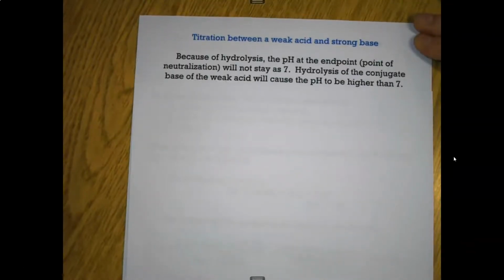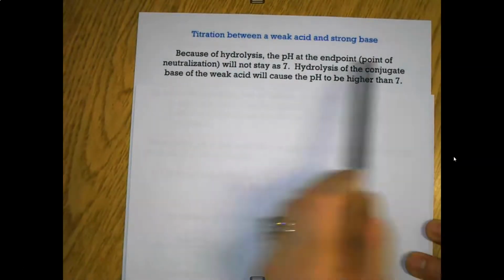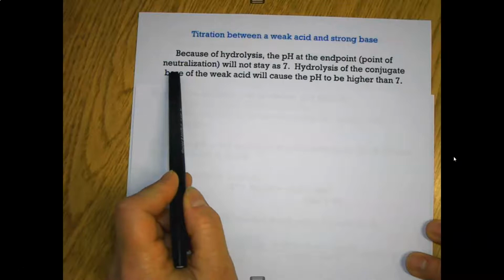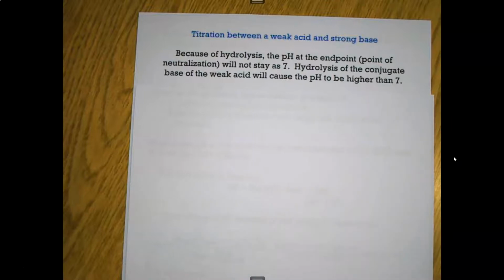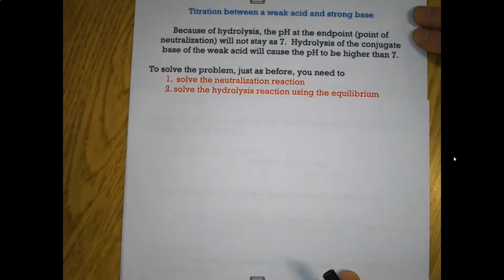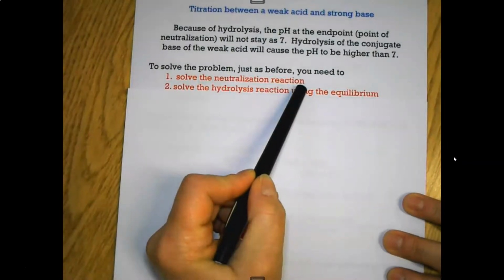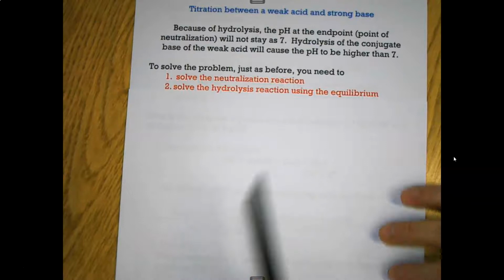We're going to move on to now the opposite, titration between a weak acid and a strong base. So in this case, the opposite is going to happen. Because of hydrolysis of the conjugate base of the weak acid, the pH is actually going to be a little bit higher. So we're going to actually generate OH minus ions because of the hydrolysis of that conjugate base. So again, what you need to do is solve the neutralization reaction and then solve the hydrolysis reaction.